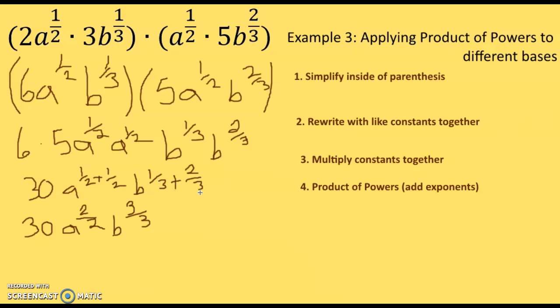They're like fractions. And when you're adding and subtracting fractions, you only add and subtract the numerator. You leave the denominator alone, because the denominator is the name of the fraction here. So if we were to simplify those fractions, 2 divided by 2 is 1, and 3 divided by 3 is also 1. So our simplified expression is 30ab.